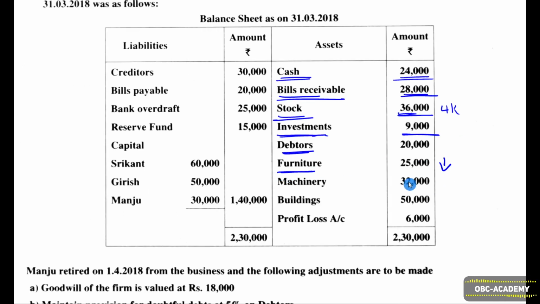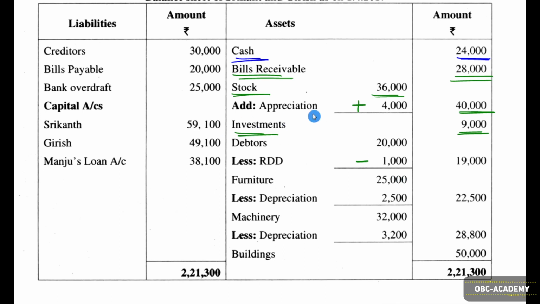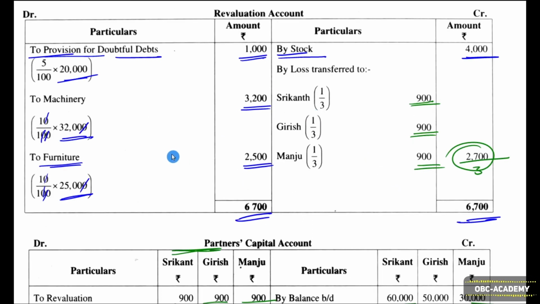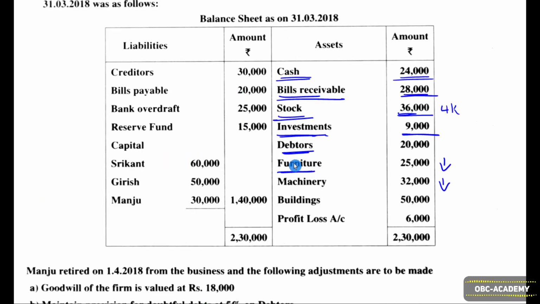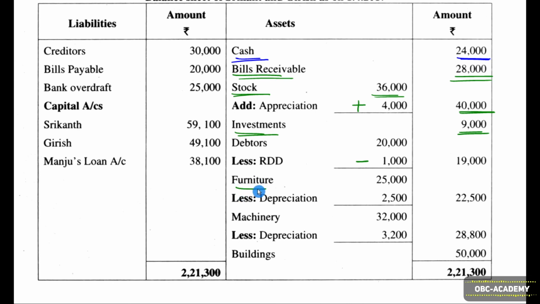Next, furniture is there. Furniture has been decreased 10% and machinery 10% has been decreased. If you want the amount, you can get from here. Machinery is 3,200 depreciation amount and furniture 2,500. Here furniture, the value is 25,000 and less depreciation. If you subtract, I'll use the red color. So subtract 2,500, you'll get 22,500.